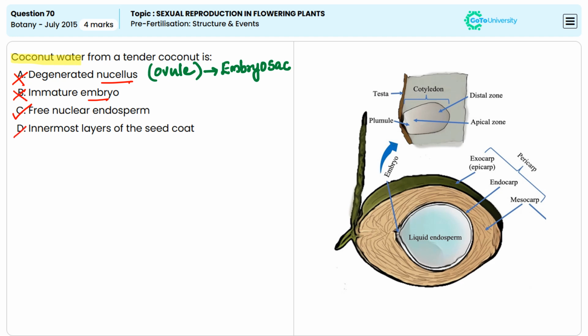Option D, innermost layers of the seed coat. The innermost layers of the seed coat form the protective covering around the seed and are not related to the production of coconut water. So option D is also incorrect. The correct answer is option C.